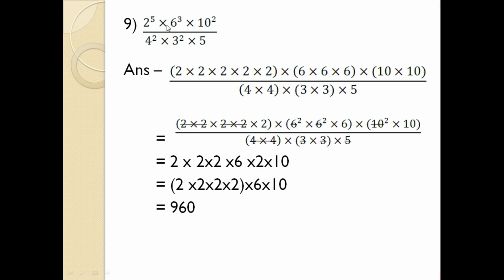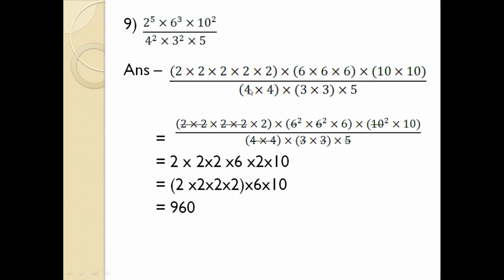2 raised to 5 into 6 raised to 3 into 10 raised to 2, divided by 4 raised to 2 into 3 raised to 2 into 5. So we have to multiply this 2 by itself 5 times: 2 into 2 into 2 into 2. Then this 6 we have to multiply 3 times: 6 into 6 into 6. Then this 10 we have to multiply 2 times: 10 into 10. Then this 4 into 4, and then this 3 into 3, and then this 5 is there.